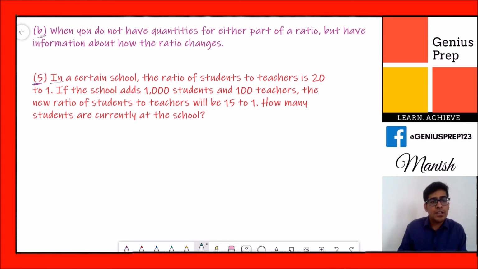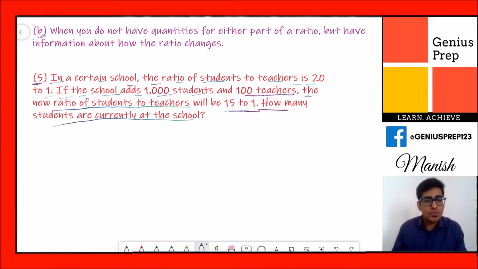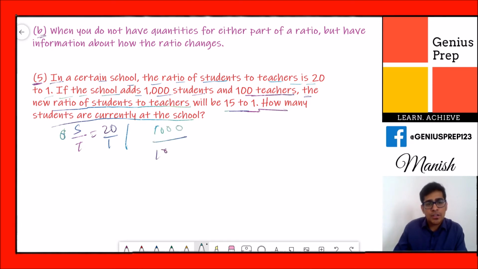In a certain school the ratio of students to teachers is 20:1. If the school adds 1000 students and 100 teachers, the new ratio of students to teachers will be 15:1. How many students are currently at the school? So here it says the ratio of students to teachers is 20:1, and now the school is adding 1000 students and 100 teachers, so the new ratio becomes 15:1.